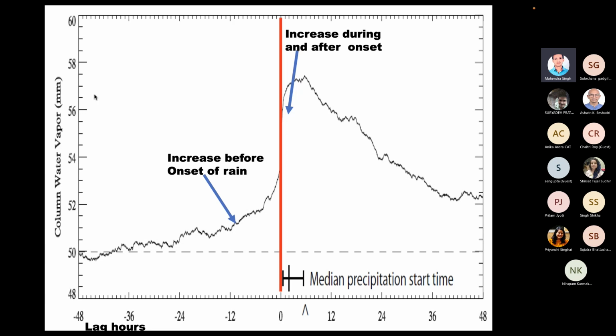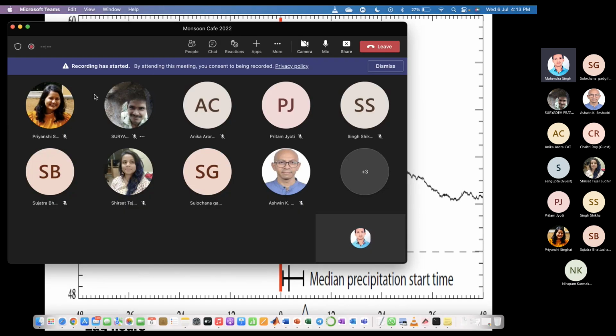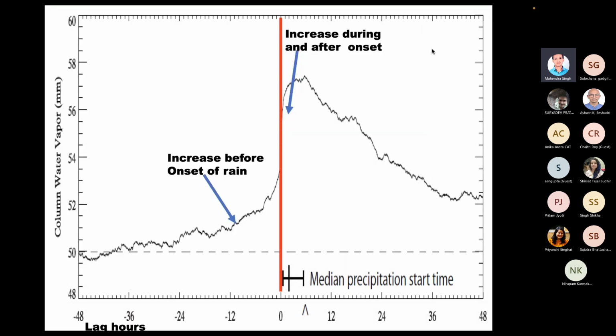Water vapor has increased from 50 kg per meter square, and it goes up to around 53, 54. Then the rainfall really picks up rapidly. And after rainfall picks up, the water vapor goes up even higher.